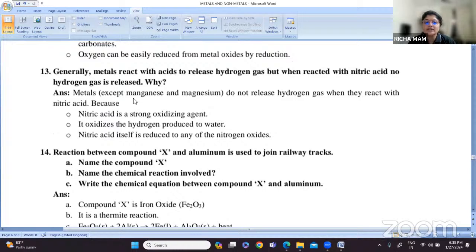Next question. Generally, metals react with acids to release hydrogen gas. You know that whenever metals react with acids, hydrogen gas is released. But when reacted with nitric acid, no hydrogen gas is released. Why? What is the reason? Yes, students, what is the reason? Try answering.